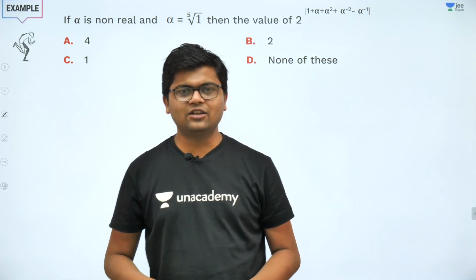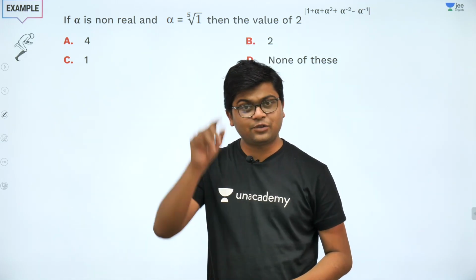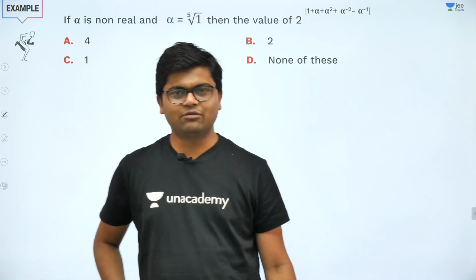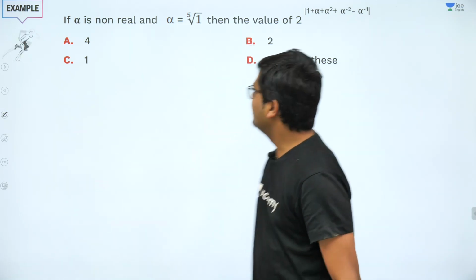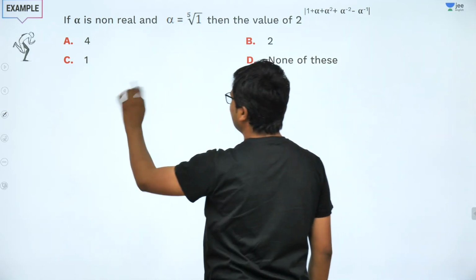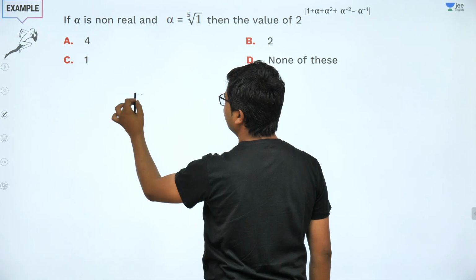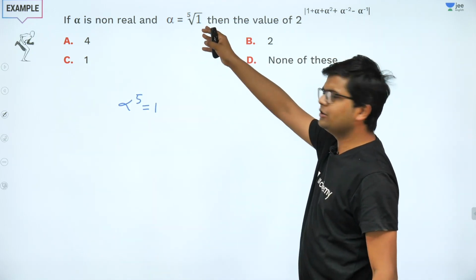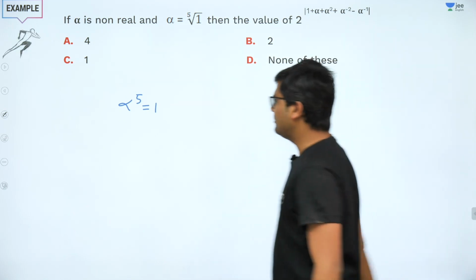So alpha is non-real and alpha is a fifth root of unity. Very wonderful question. Then find the value of this expression. Let me rewrite this: let us suppose alpha raised to the power 5 equals 1. This we have been given. Fifth root of unity means taking power 5 on both sides.